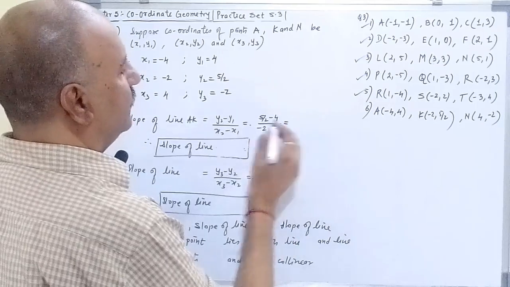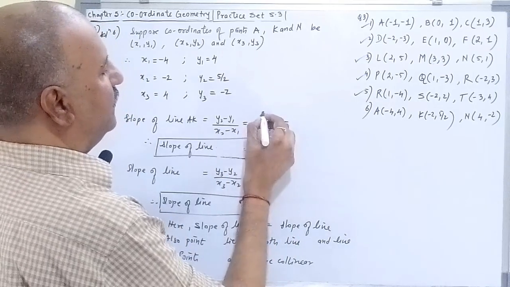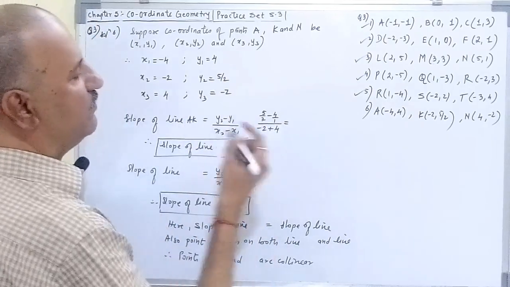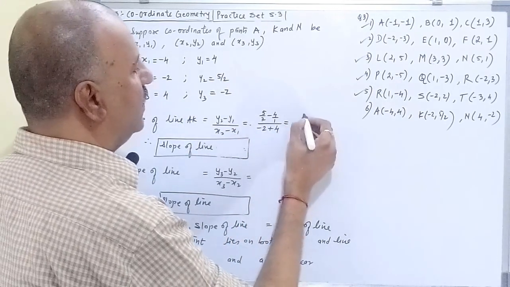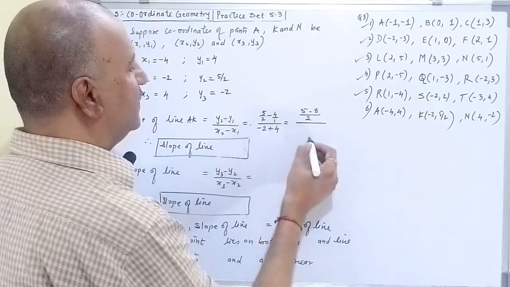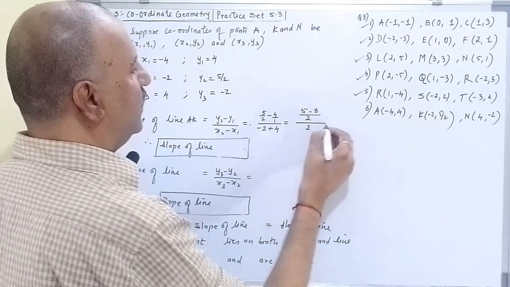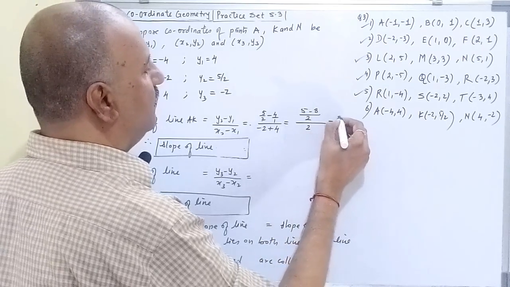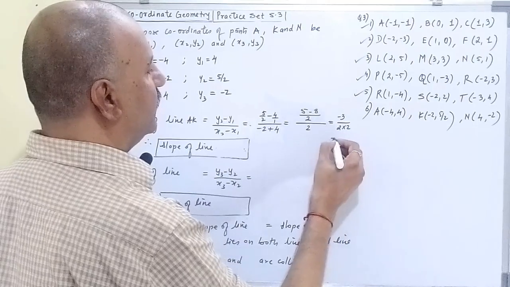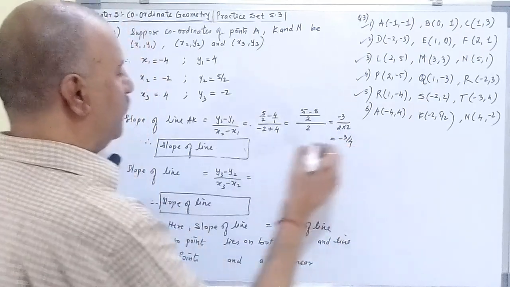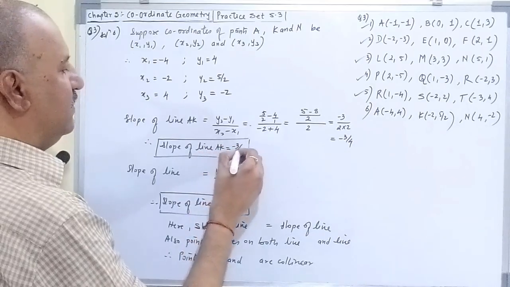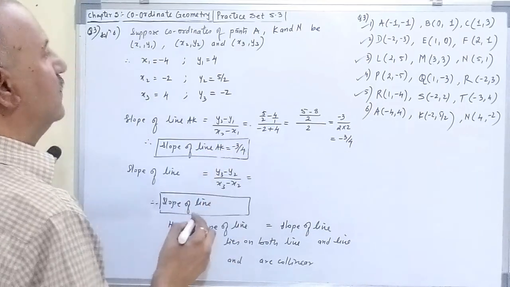Take the LCM. This is like 5 upon 2 minus 4 upon 1. 4 means 4 upon 1. What will be the LCM of this? 2. Cross multiply. 5 minus 8, and this comes to 2. So this will be minus 3 upon 2 into 2, which is minus 3 upon 4. So slope of line AK is minus 3 upon 4.